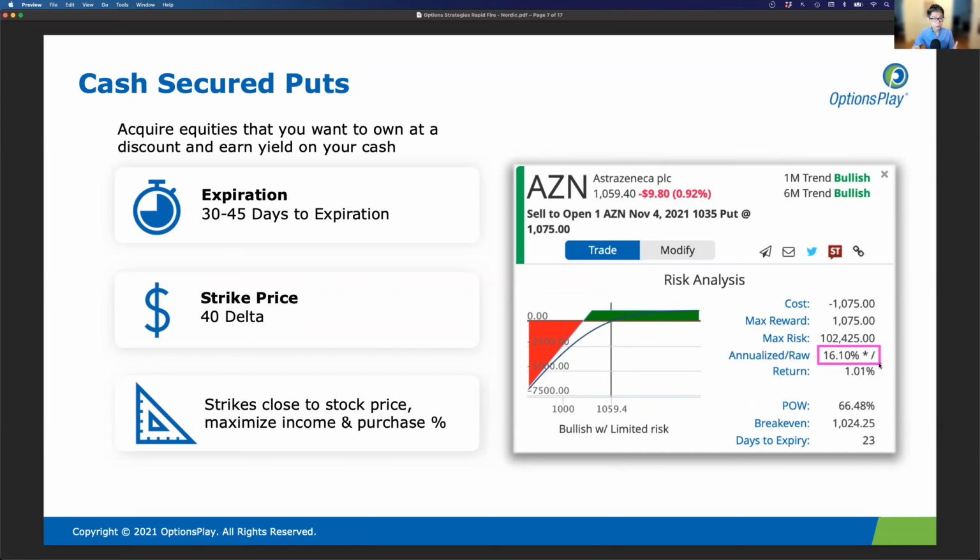It's actually a fair amount of yield. And that's why I say this is one of the most underutilized strategies for investors who want to purchase stocks, is to use a cash secured put in order to do so. Does that make sense? Please type 5 into the chat window if that makes sense to you.